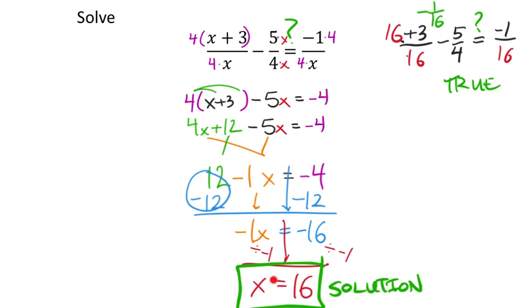You could have gotten x equals 0 and then checked it and said, well, that's impossible. You get an error in the calculator, which we don't want.